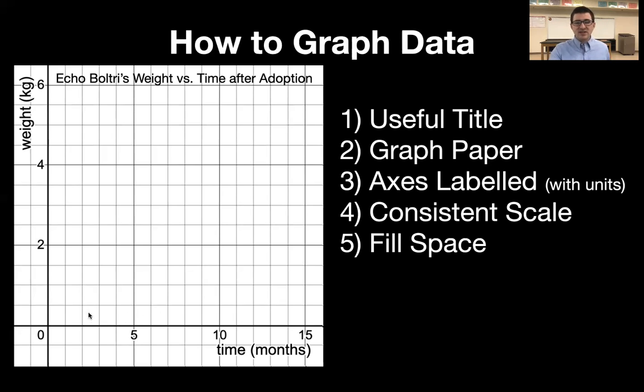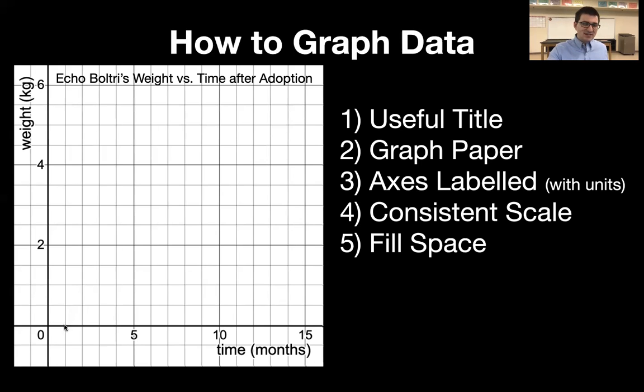But then it wouldn't make sense for me to use the same scale on this vertical axis, because if I went all the way up to 15, I would only use this small area down here. So I'm using a consistent scale on the horizontal axis and a consistent scale on the vertical axis, but they don't have to be the same, which allows you to fill up the whole space.